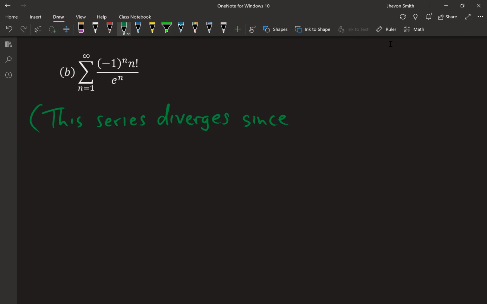Let me guess. P-series test, because of the n. No, it's not a P-series. A P-series has a very specific form. A P-series looks like 1 over n to the p. We have a factorial here and an exponential. It's not a P-series.